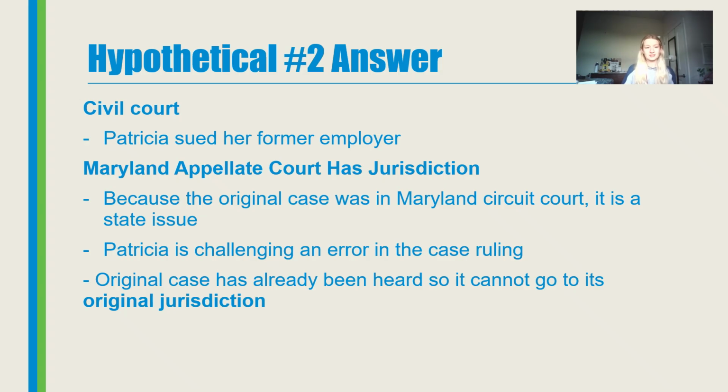Hypothetical number 2 answer. Civil court is where the case would be filed because she's suing her former employer. Maryland Appellate Court has jurisdiction because the original case was in Maryland Circuit Court, so it is a state issue. She is challenging an error in the case ruling. The original case has already been heard, so it cannot go back to its original jurisdiction. It's being appealed.